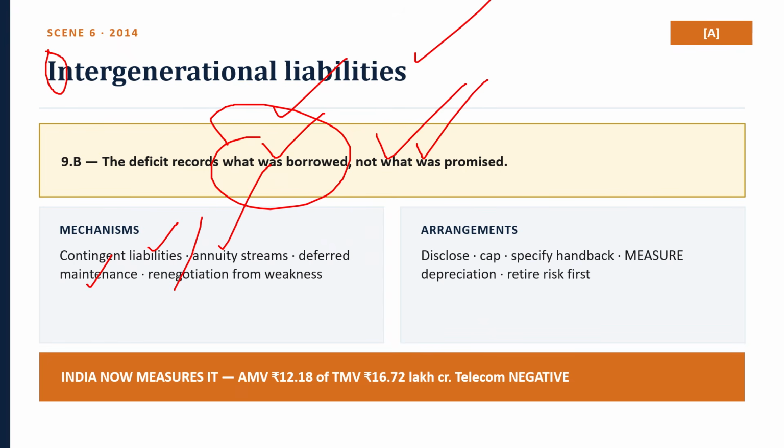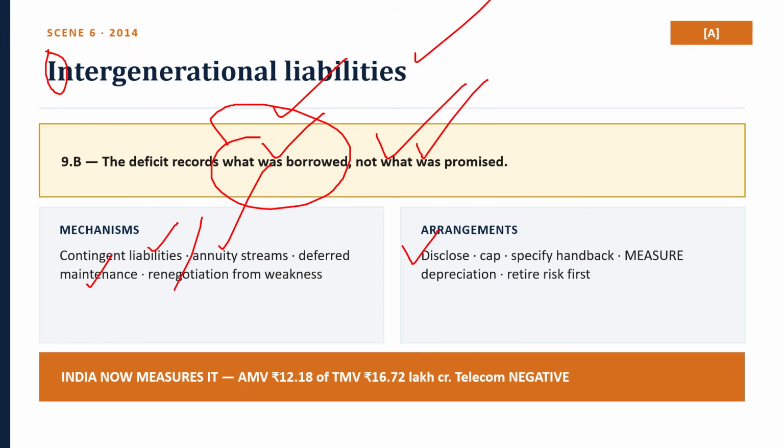You have to write six, and give them in this order. The first one is disclose. Contingent liabilities must be quantified and published. What is not measured cannot be limited. The second one is cap: a ceiling on aggregate guarantees and annuity commitments as a share of revenue receipts, in the same way debt is capped. The third one is specify handback: contractual asset condition standards, a transfer with retention money against them. And the fourth one is measure the depreciation.